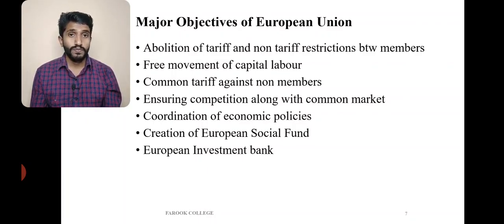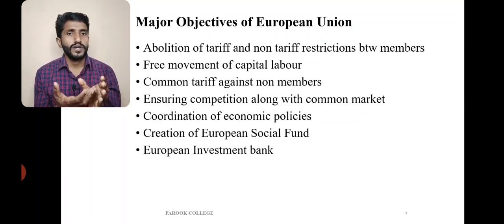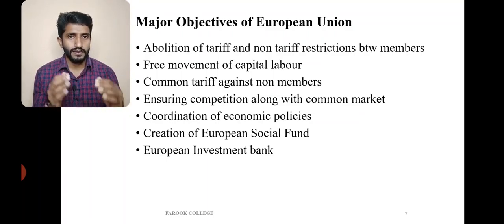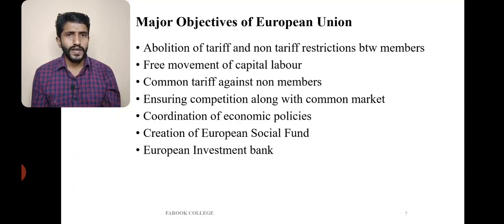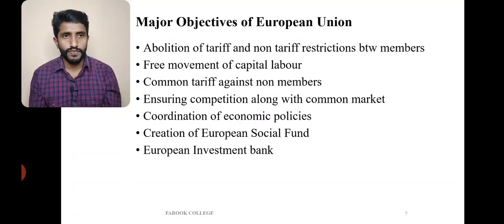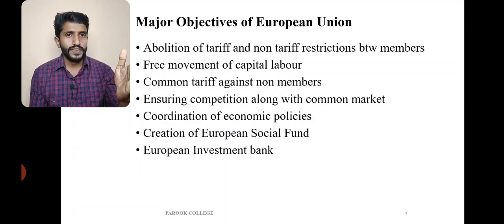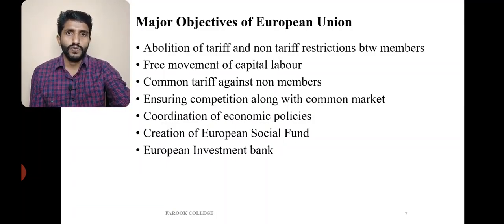Then ensuring competition along with the common market, so it was also based on free competition and free market. Then coordination of economic policies, and creation of the European Social Fund, which is used to eradicate unemployment in the member countries. Finally, the introduction of the European Investment Bank was also a major objective. I am not saying all the objectives, but these are the major objectives of the European Union.